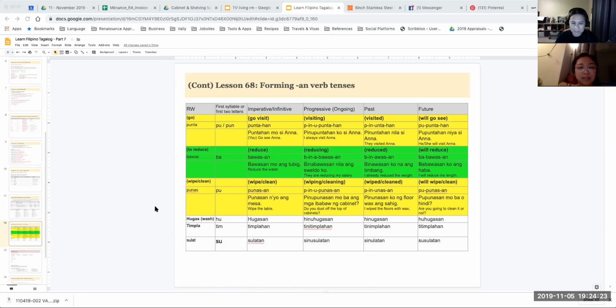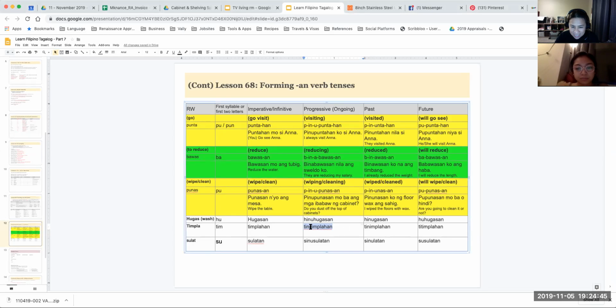Tinitimplahan. Okay. Again, because the first syllable is three letters, whenever we take the first syllable, we drop the third letter, and we insert the "in" in between the two letters. That's how we got Tinimplahan, okay? Timplahan. And then Tinimplahan.